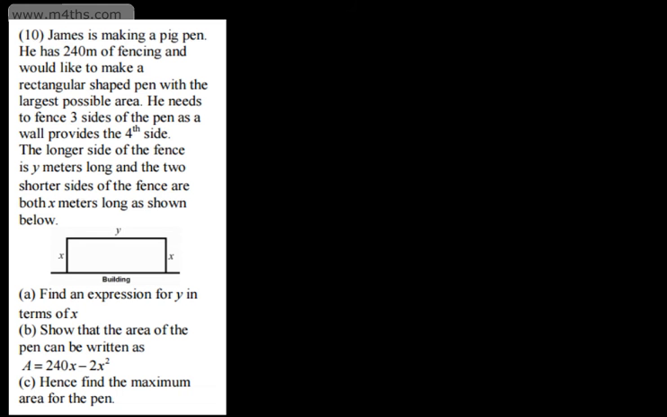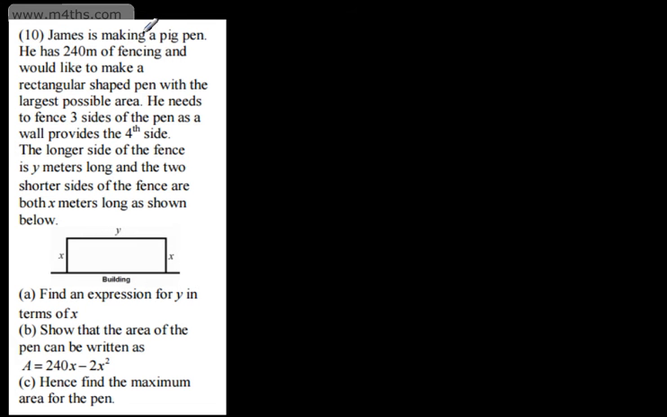We break them down, we set up an equation, we use algebraic manipulation if required. We then go ahead and differentiate to find a value that either gives us a maximum or minimum. We check it's valid and then come to a conclusion. So let's go ahead and start. In question 10, we're told James is making a pig pen.